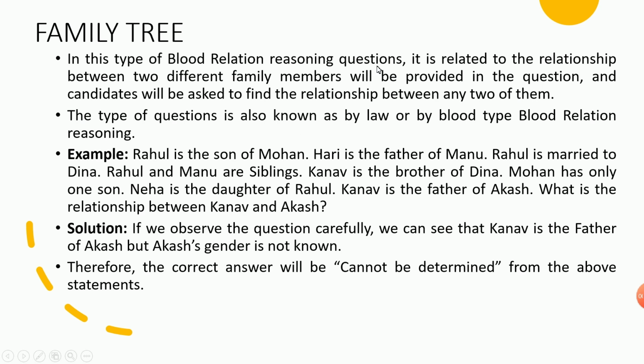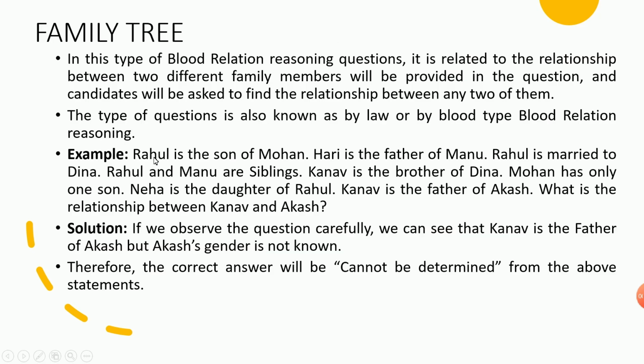So in this type of blood relation reasoning question, the relationships between different family members will be provided in the question, and we as candidates will be asked to find the relation between any 2 of them. This type of question is also known as by law or by blood type. Okay, so we should understand such things.